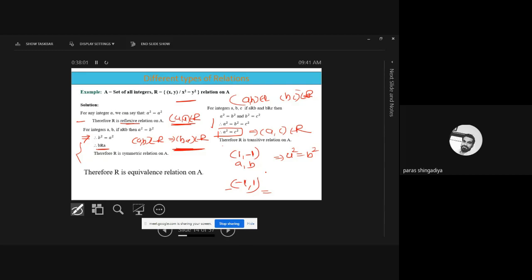But we have to consider this to verify the result. When can you say (B, C) is in R? When we say (B, C) belongs to R, B square is equal to C square, only then can you say it is in R. You have to use that. (A, B) is in R and (B, C) is in R, meaning it satisfies A square equal to B square and B square equal to C square. Now think about what about A and C. If A equals B and B equals C, then what is the meaning for A and C?